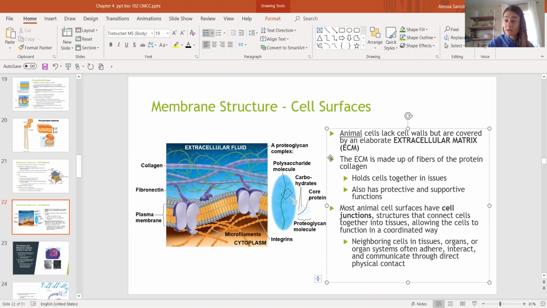So remember, the plasma membrane we find in bacteria, archaea and eukarya domains, so in prokaryotic and eukaryotic cells. We talked about the cell wall a little bit, which is found in most prokaryotes and only in certain eukaryotic cells. And then we looked at the animal cells that lack the cell wall, and what they have instead: the extracellular matrix and these cell junctions.